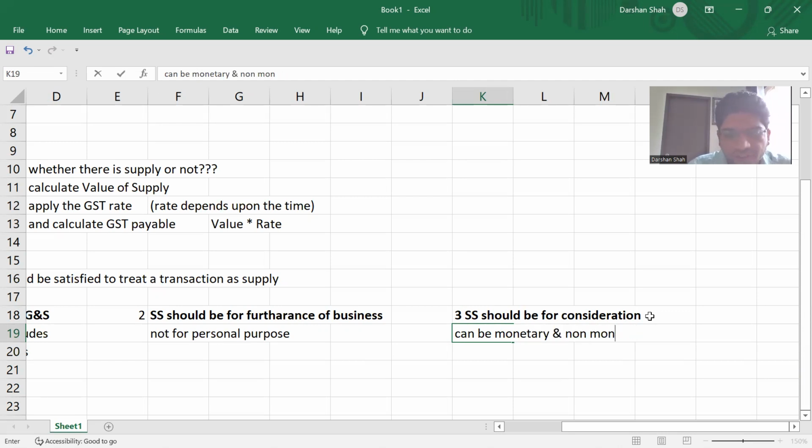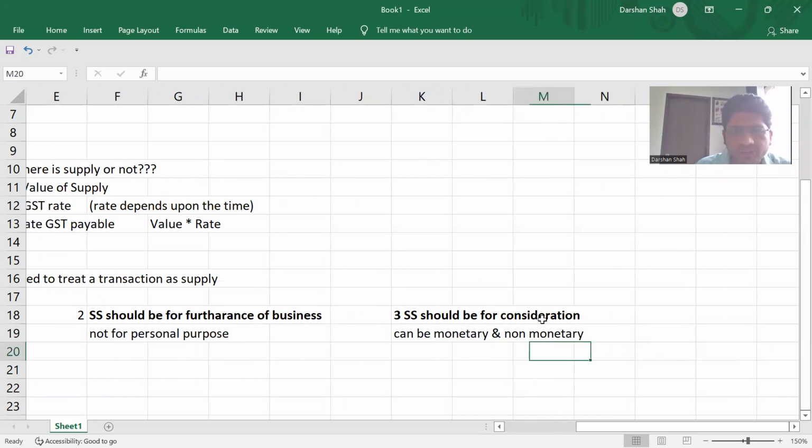Even if it is a non-monetary consideration, I am supplying goods and I am taking services. Instead of taking money, I am taking additional goods or additional services. Even then it will be supply. Then we had some exceptions. We will not go into the details of that.